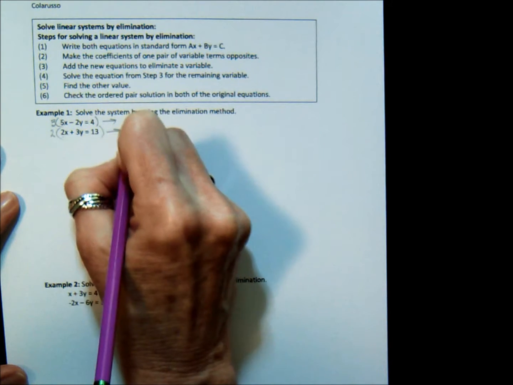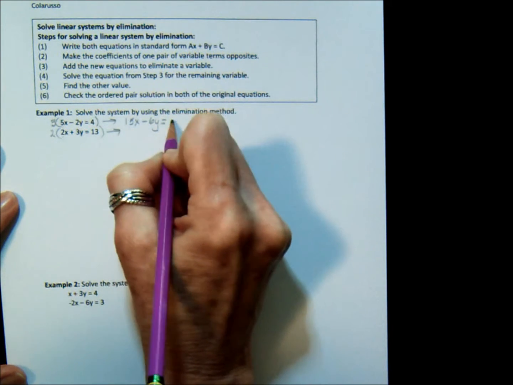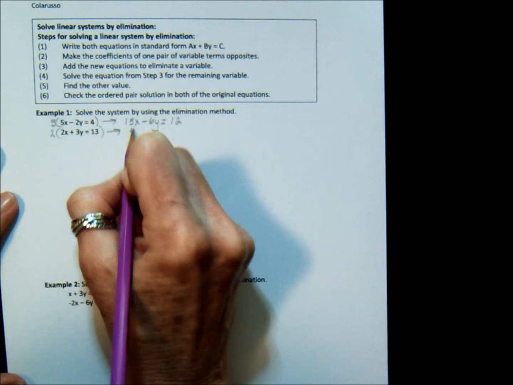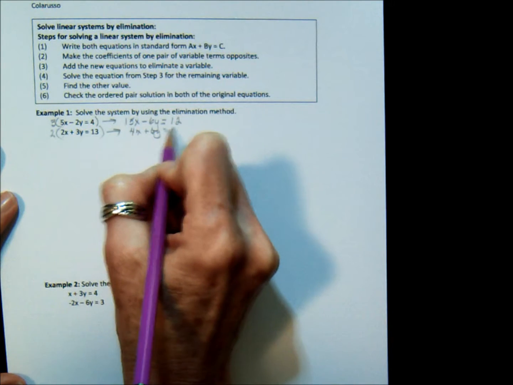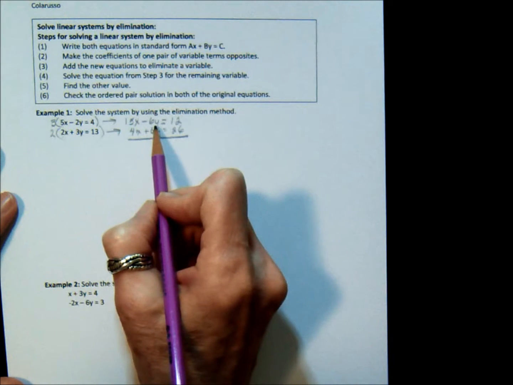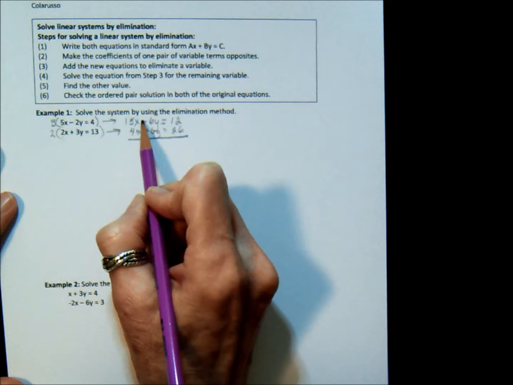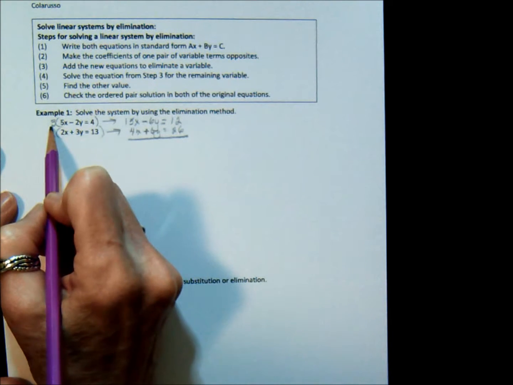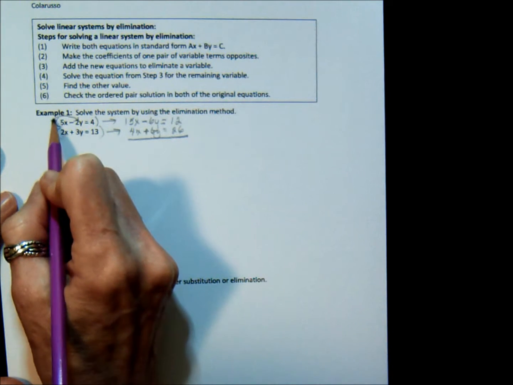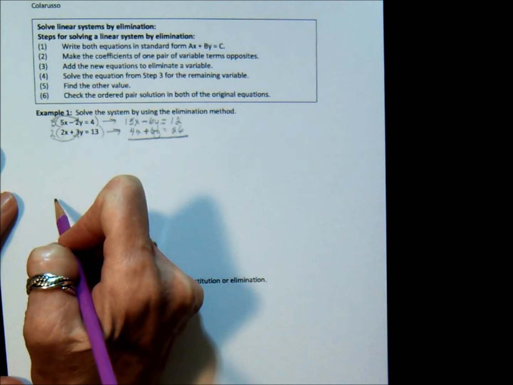3 times 5 is 15x. 3 times negative 2y is negative 6y. 3 times 4 is 12. Now I multiply the second one by 2, and I have 4x plus 6y equals 26. Now I want you to notice something. My y's have the same coefficient, but one is a plus and one is a minus. That was my goal. That's why I multiplied the top one by 3, because I knew I was trying to turn that into a 6, and that if I multiplied it by 3 and this one by 2, they would both be 6's. Why would I want to do that?